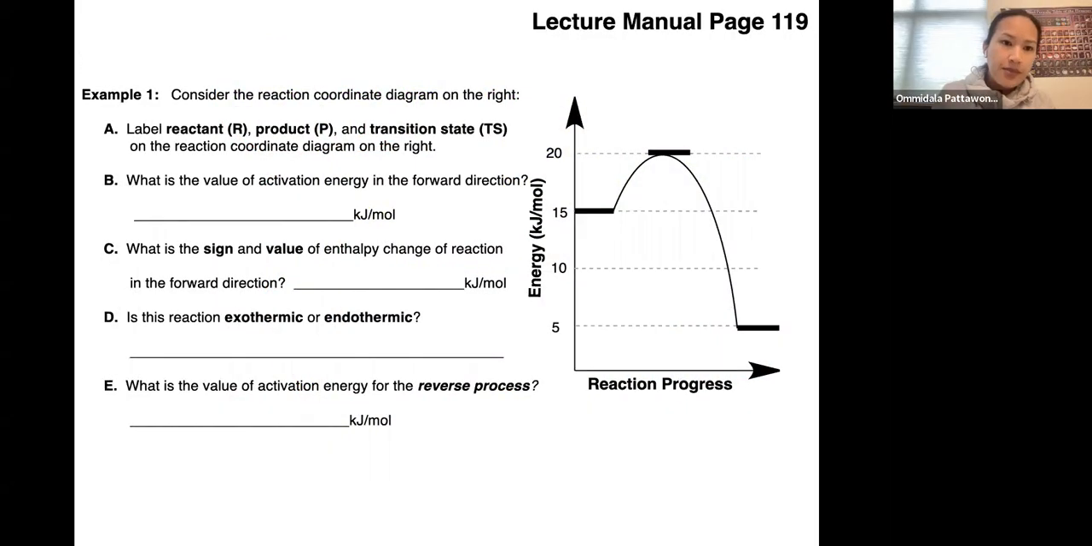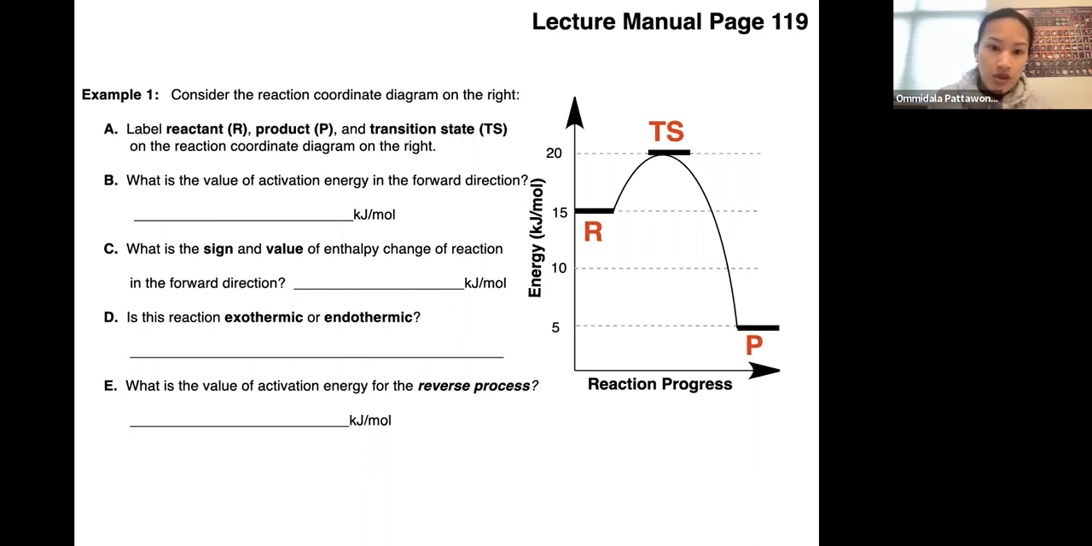Now let's take a look at an example. In this case, we are going to label reactant, product, and transition state. According to the reaction progress, reactant would be the first step right there, and reactant must collide with proper orientation to achieve the transition state, and then it's going to result in product at the end.